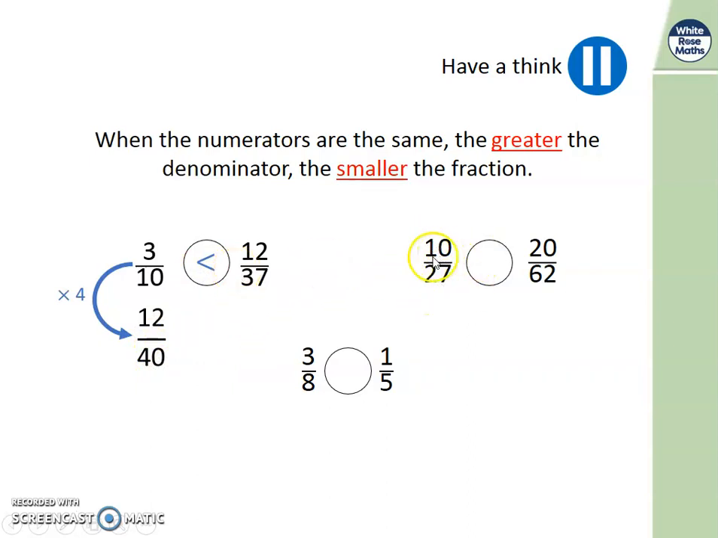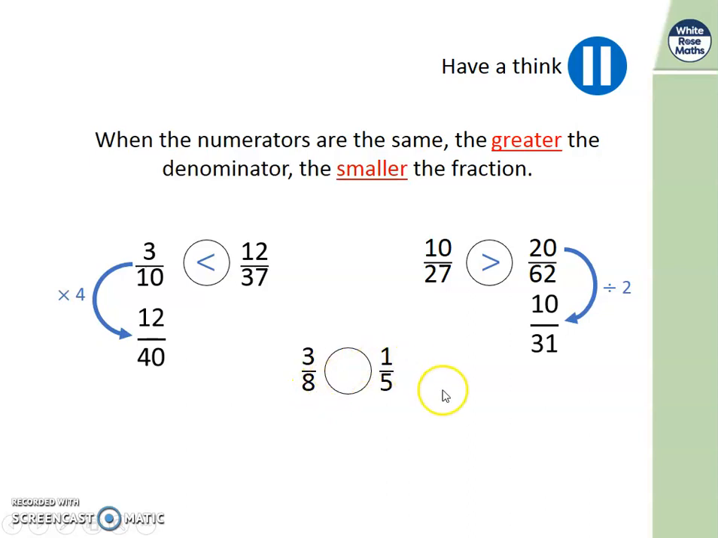Let's have a look at this. There are 2 ways to do this one. One way would be to change that into 20/54. The other way, I could change this and make it smaller. I could halve it. Half of 20 is 10, and half of 62 is 31. I could compare that now. 10/27 compared to 10/31. These pieces are smaller pieces, so therefore this side is larger than this side.